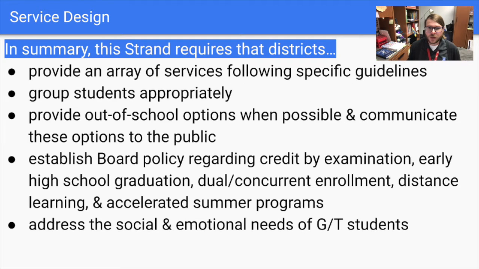So in a nutshell, this strand has us providing an array of services following specific guidelines, grouping students appropriately, providing out-of-school options when possible, and communicating these options to the public, establishing board policy regarding credit by examination, early high school graduation, dual concurrent enrollment, distance learning and/or accelerated summer programs, and addressing the social and emotional needs of gifted learners. So let's dive right in.